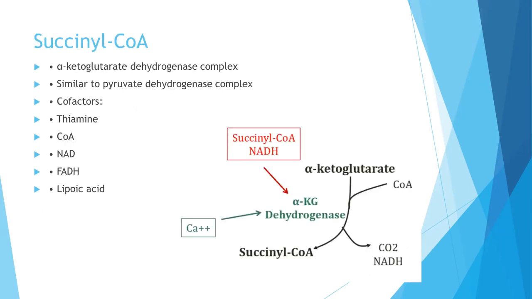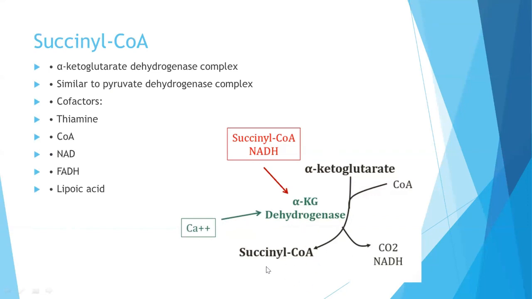Talking about succinyl-CoA, the alpha-ketoglutarate dehydrogenase complex is similar to the pyruvate dehydrogenase complex, and it has cofactors like thiamine, CoA, NAD, FAD, and lipoic acid. Alpha-ketoglutarate combines with CoA to form succinyl-CoA, yielding CO2 and NADH. The enzyme here is alpha-ketoglutarate dehydrogenase, which is activated by calcium and inhibited by succinyl-CoA.